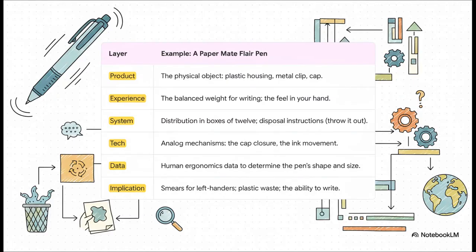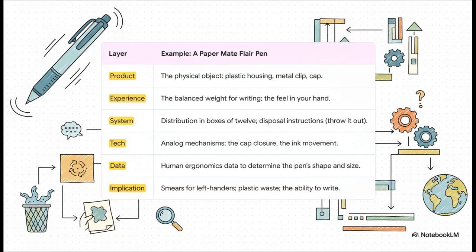Okay, so now let's apply this. What's so cool is how perfectly an everyday Papermate pen fits into this model. The physical product, that's obvious. The experience is how it feels in your hand. The system, well, that's how it's sold in boxes of 12, and get this, designed to be thrown out. Waste is literally part of its design. Its tech is simple, it's analog, and it was designed using data from human ergonomics.